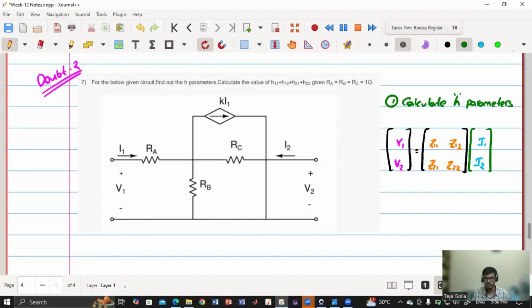So you first make I2 equal to 0, and then find the voltages V1 as well as V2. Then you will get two parameters. After that, you make I1 equal to 0, and again find V1 and V2, and then you will get Z21 and Z22. So at a stretch you get two parameters at a time. You have to solve the circuit twice, by making this an open circuit and that an open circuit, and accordingly you will get the parameters.